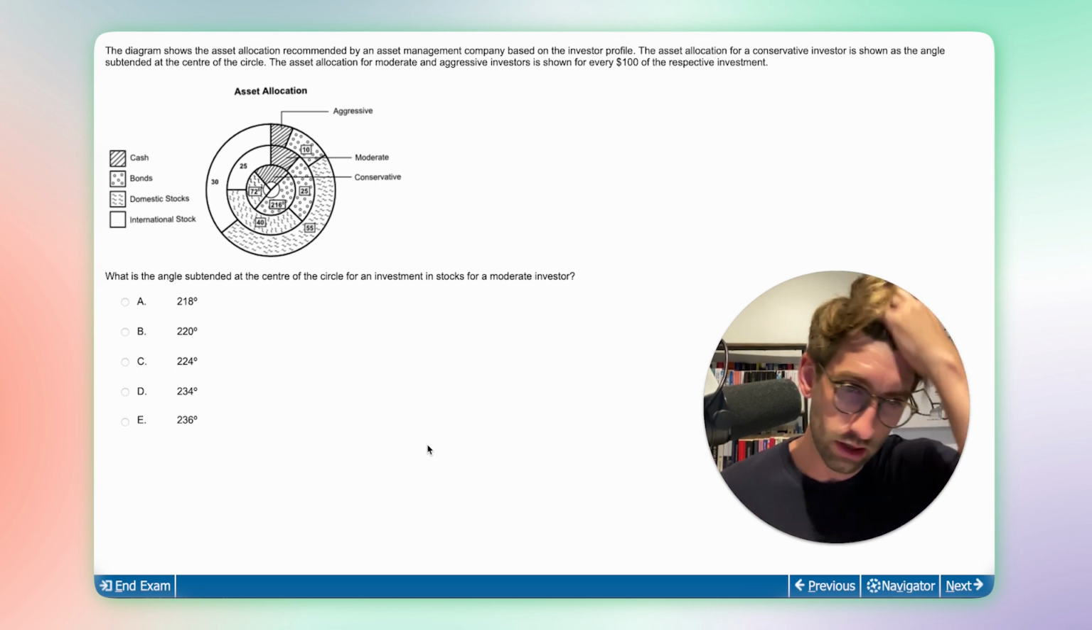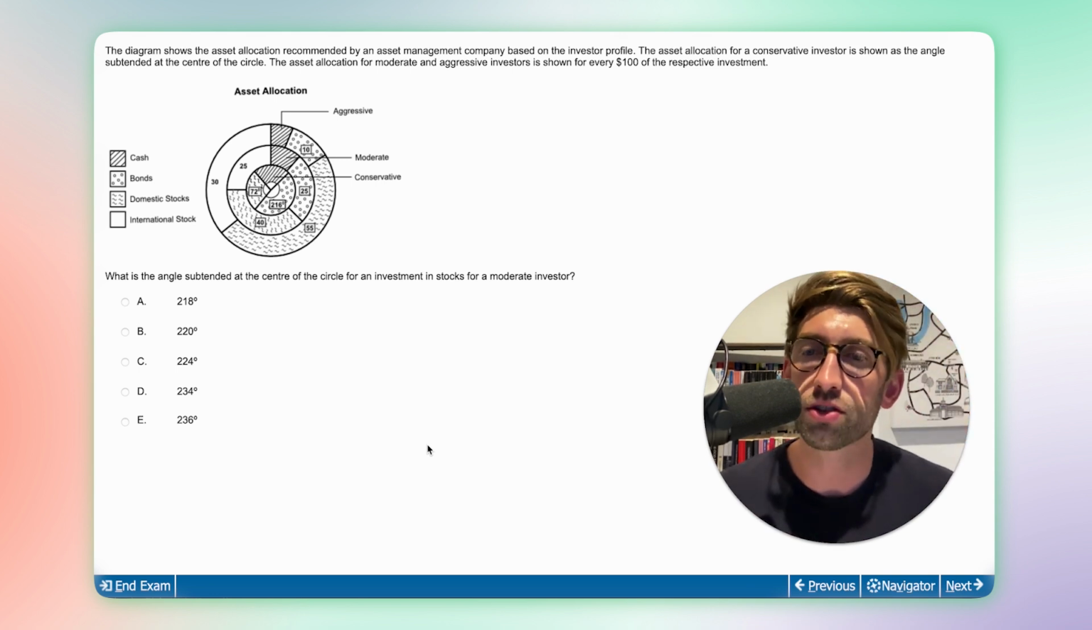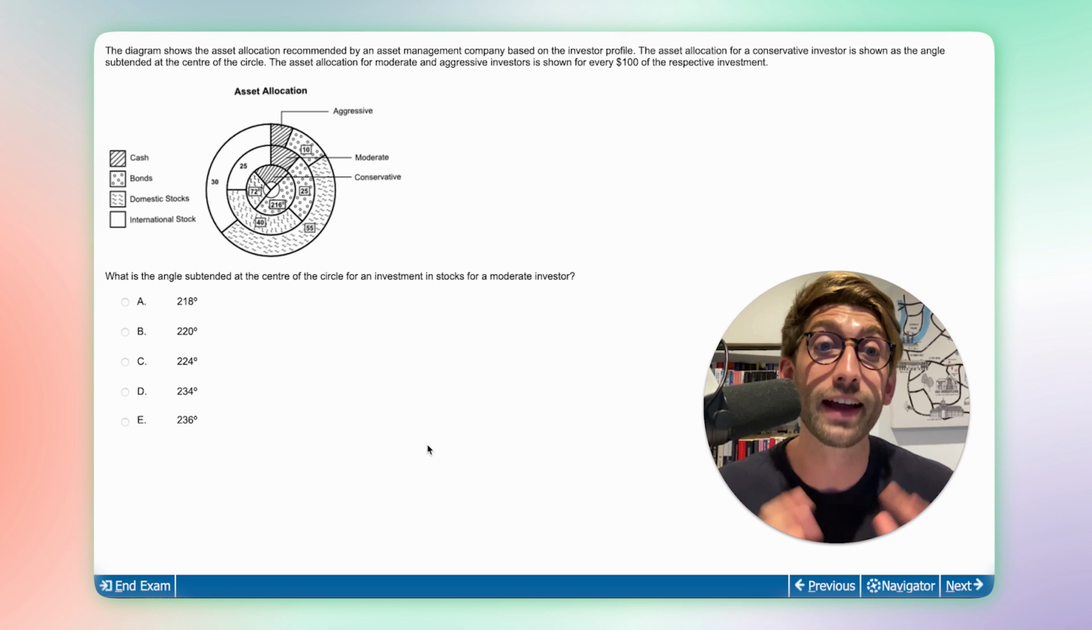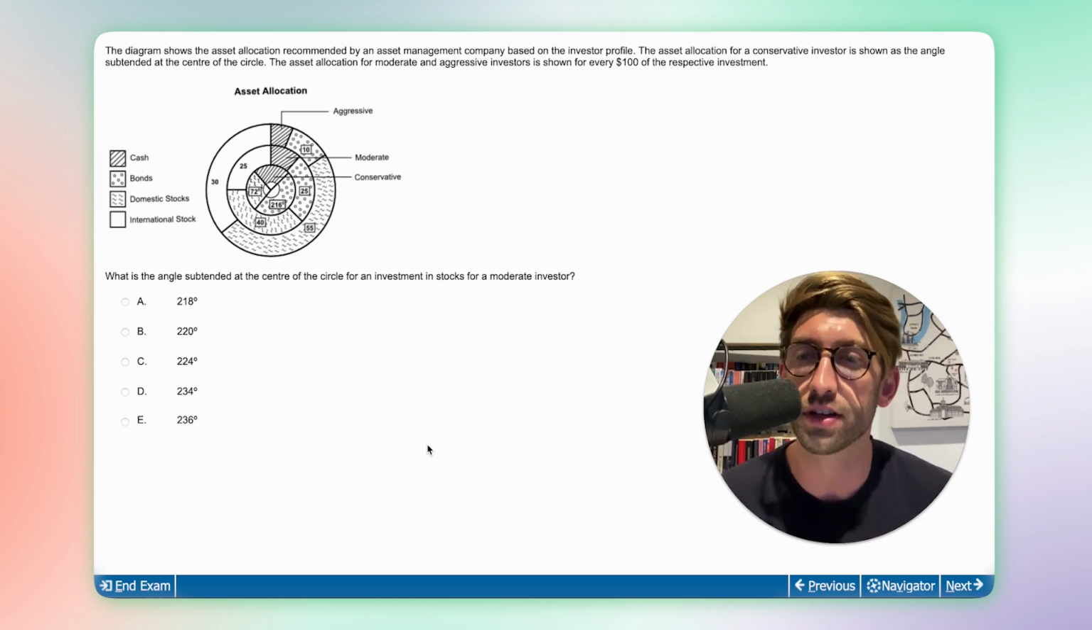So again, apologies if you've read it already, but I'm just going to read it out for you. So the diagram shows the asset allocation recommended by an asset management company based on the investor profile. The asset allocation for a conservative investor is shown as the angle subtended at the center of the circle.